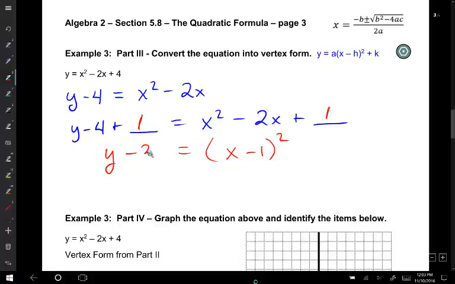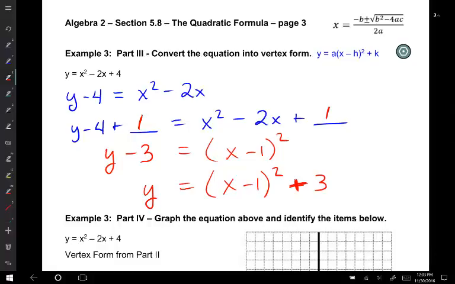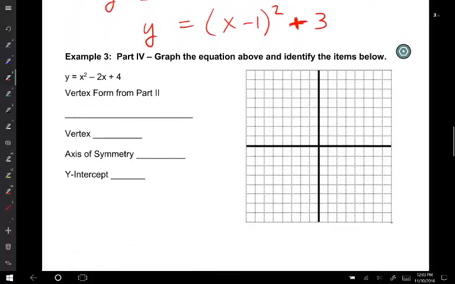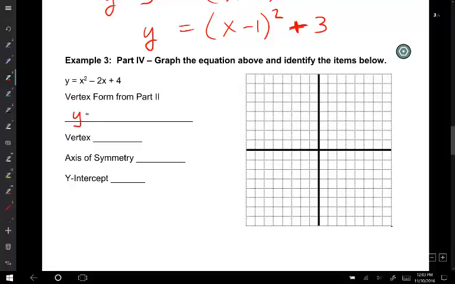So we have y minus 3 equals x minus 1 squared. And to put it in final vertex form, we have y equals x minus 1 squared plus 3. Is that familiar? That was just a couple days ago when we did vertex form, probably last week. All right, so we're going to take this now and we're going to review how we graph from vertex form. So I'm going to recopy it right here, x minus 1 squared plus 3, just bringing that straight down to here.